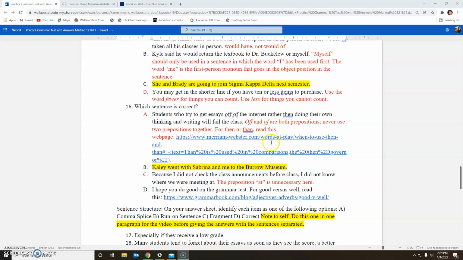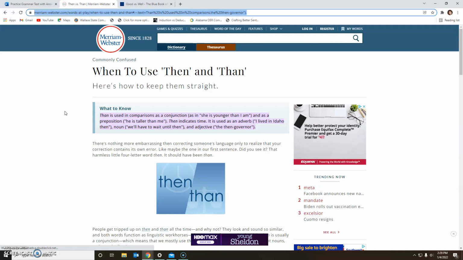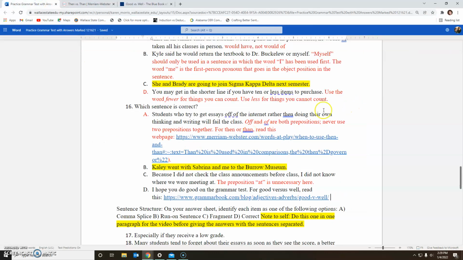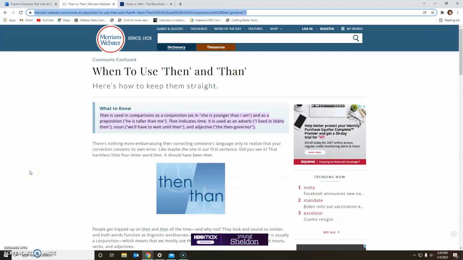All right. If you want more help deciding between then and than, I have included some links where you can choose between then and than. And this Merriam-Webster link says than is used in comparisons as a conjunction, as in she is younger than I am. And we had a comparison there in that last sentence. Also, he is taller than me. That's another good comparison. He and me.